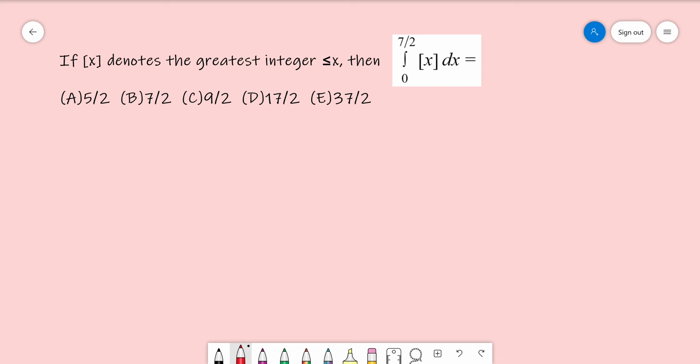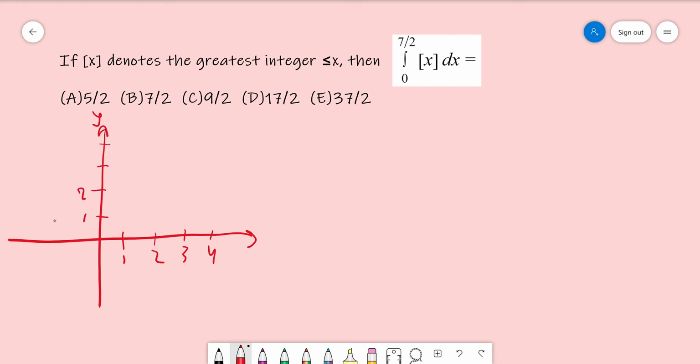Here I'll just remind you that this x in brackets is sometimes called the floor function, and here they say it's the greatest integer less than or equal to x. It's going to look like this. This is x, and this is y. So I have 1, 2, 3, 4. Our greatest integer function is going to look like this.